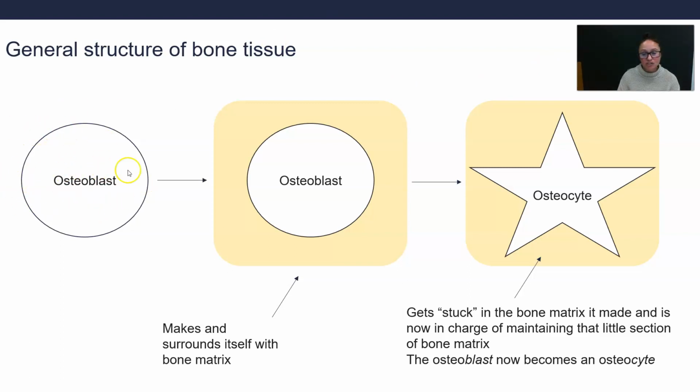Here we have our osteoblast, which is a cell present in bone tissue. That cell starts making bone matrix all around it, like you are building a house. Then the poor osteoblast becomes stuck in the matrix that it's made, and now it's in charge of maintaining that little section of bone matrix. So that osteoblast has become an osteocyte.